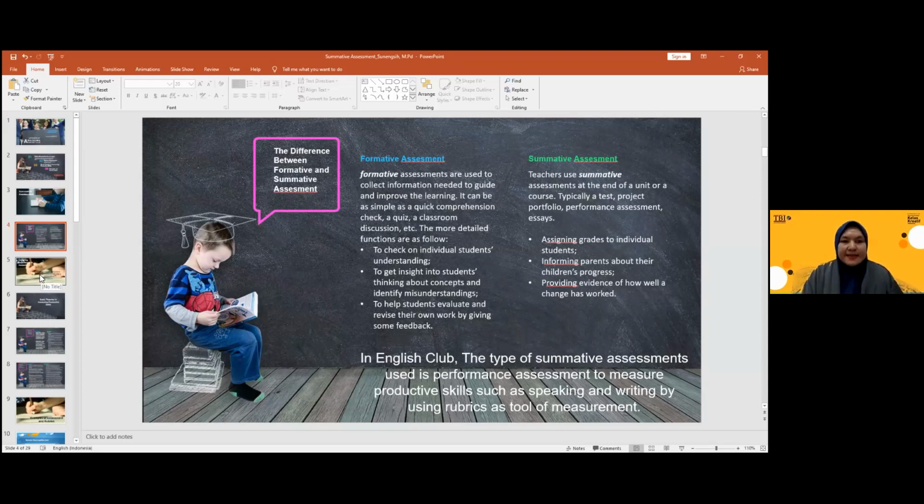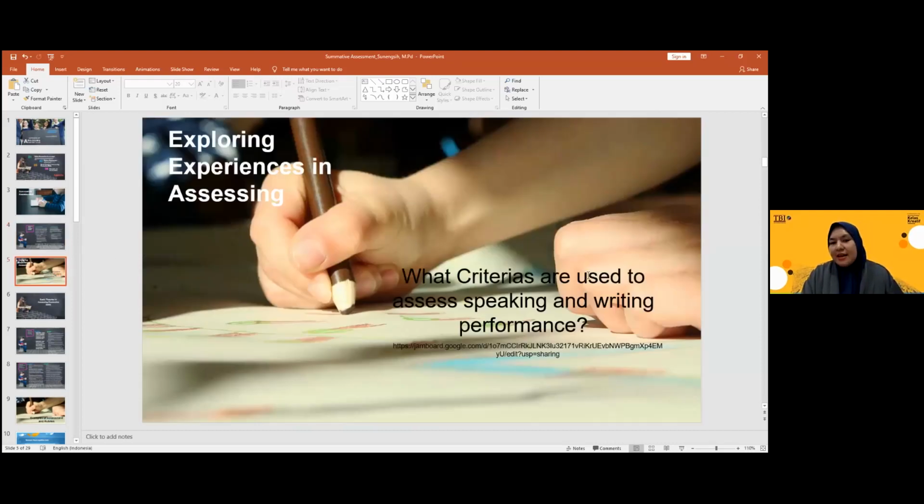Okay, next, Bapak Ibu semuanya, I would like to explore your experience. I do believe that most of you have developed so many rubrics, so many measurement tools. So I would like to explore your experience in assessing. What kind of criteria do you use to assess speaking and writing performance?